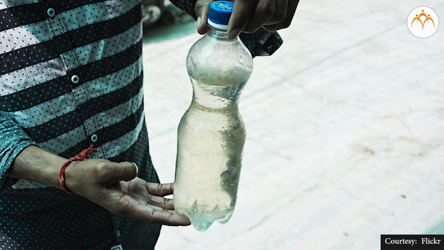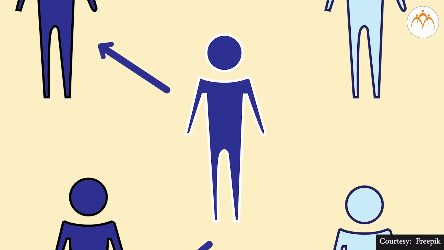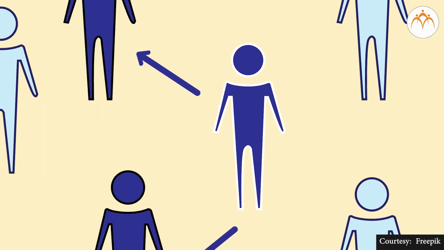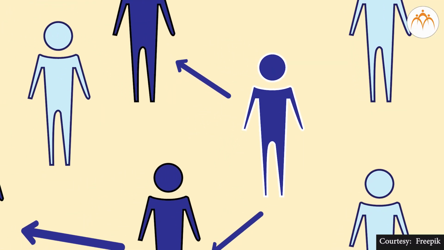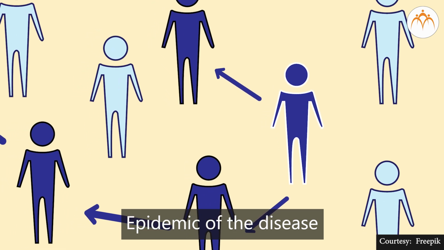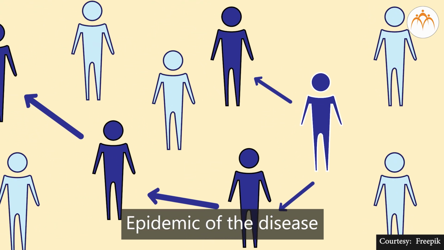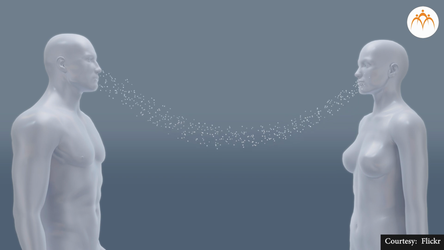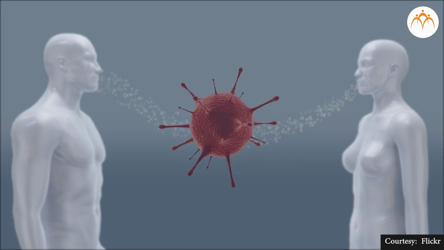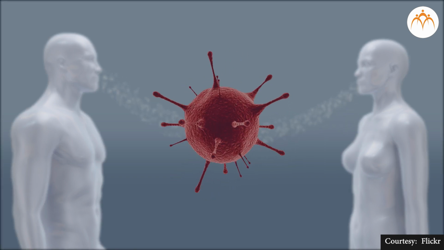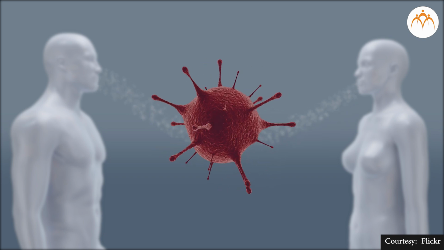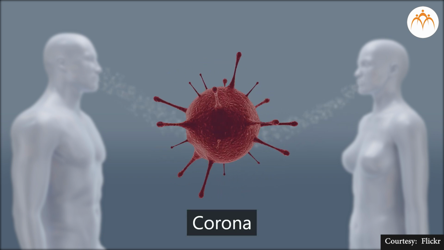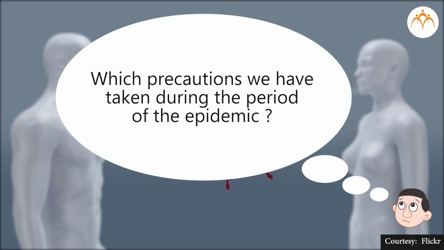affected by jaundice. When many people in one area get affected by the same infectious disease all at the same time, then we say that there is an epidemic of the disease. Recently, in the last few years, we all have faced a very dangerous epidemic. Can you name the disease? Correct. It was Corona.